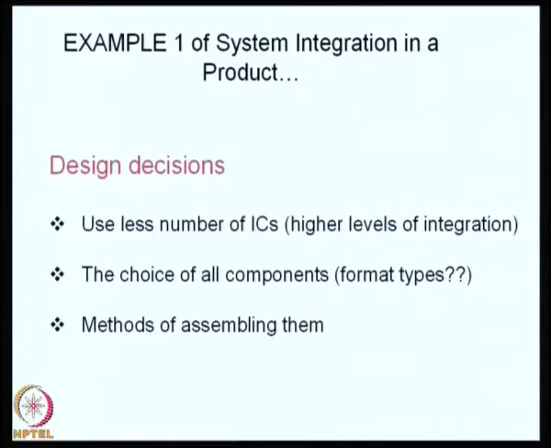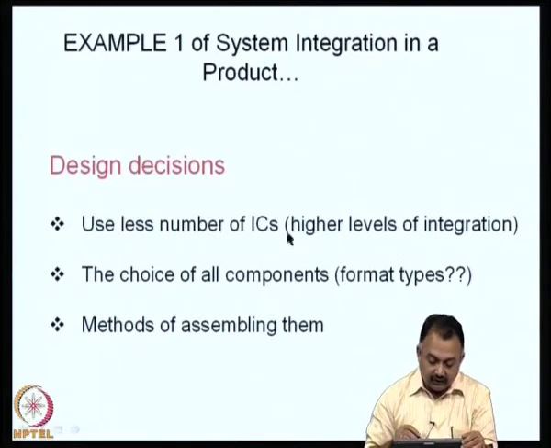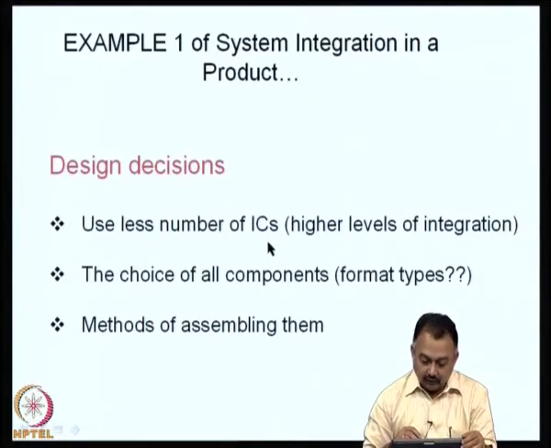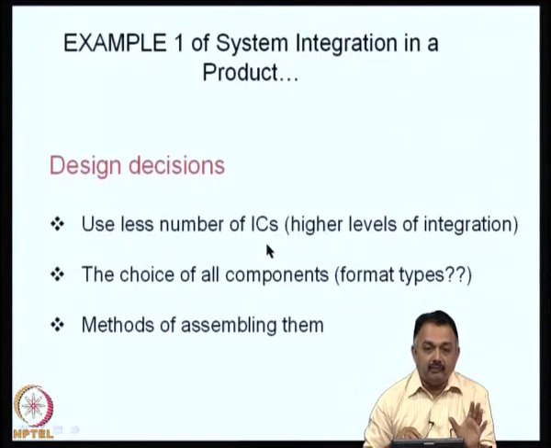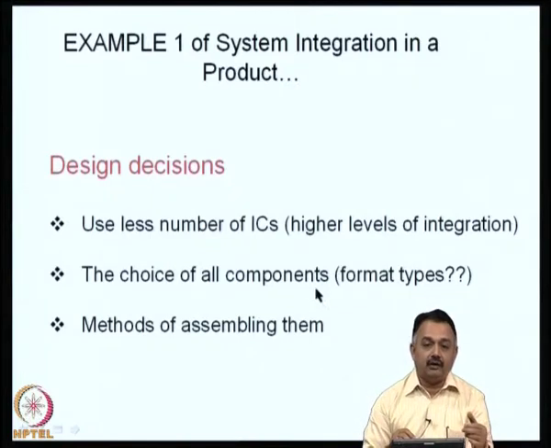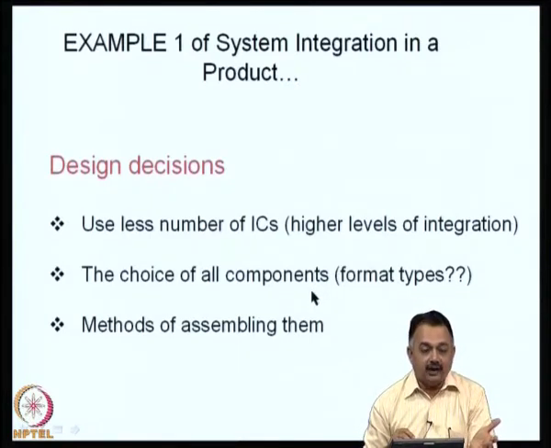Design decisions in terms of packaging will be to use a smaller number of ICs. Only then can you go to a higher level of integration, or you can use ICs which are already integrated very well and use packages which are smaller in size but higher in performance. The choice of components or format types you have to decide, because if you are going to use different format types, as we have shown here, BGA or a DIP or a QFP, then you are going to have problems with assembling these devices, and the time taken for assembling devices of different types is going to be time consuming.